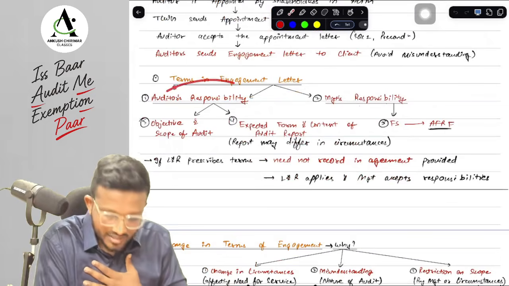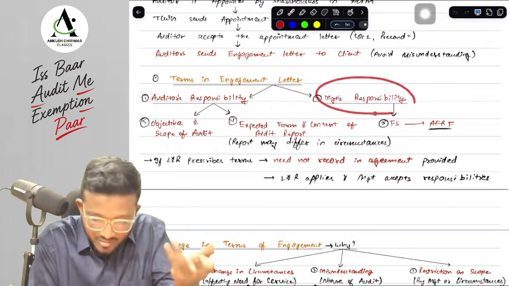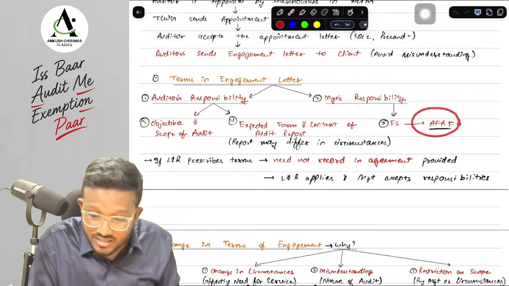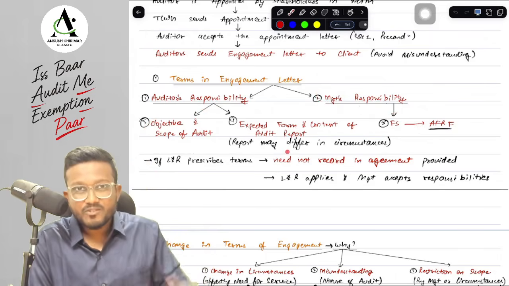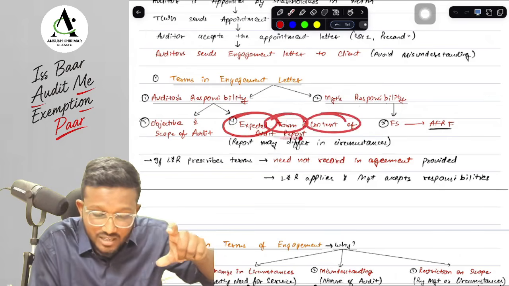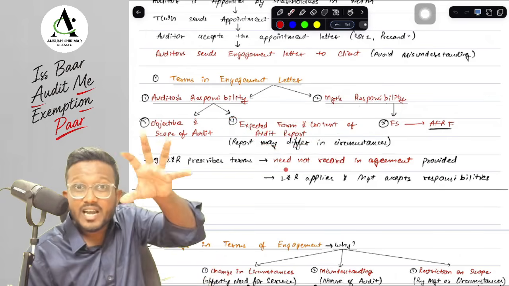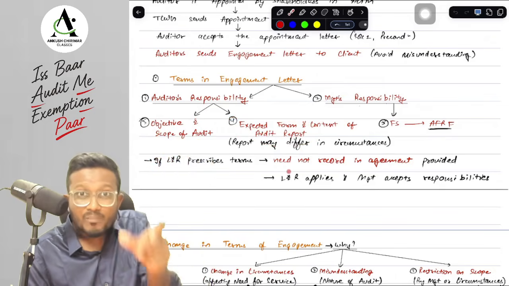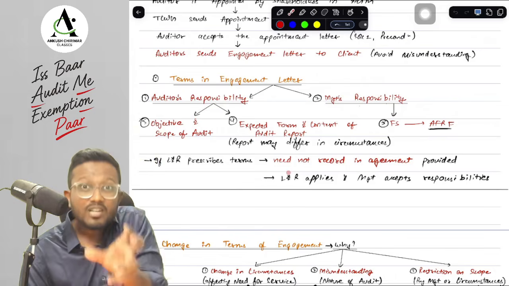It describes our auditor's responsibility. It describes what is the responsibility of management. It describes what is the objective and scope of audit. It describes what is the AFRF according to which the financial statements will be prepared. And lastly, it also gives the expected format and content of the audit report. Yes, in the engagement letter itself, at the start of the audit, I need to tell them that this will be the format of my audit report and this will be the content of my audit report.